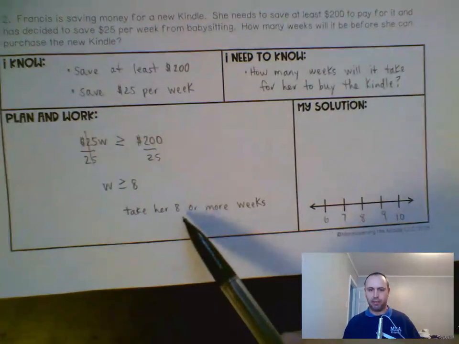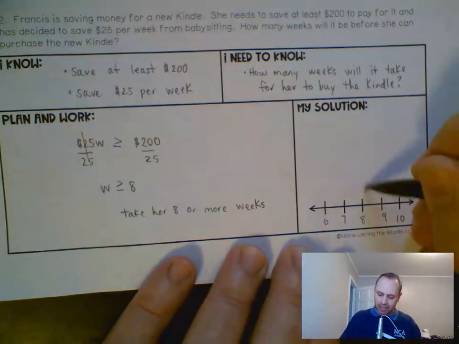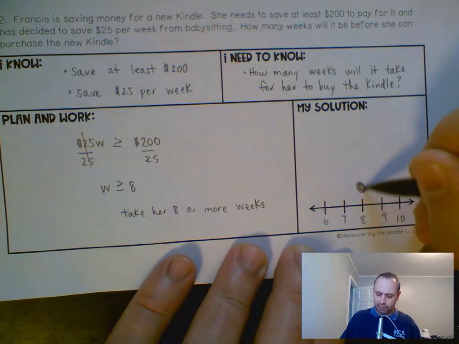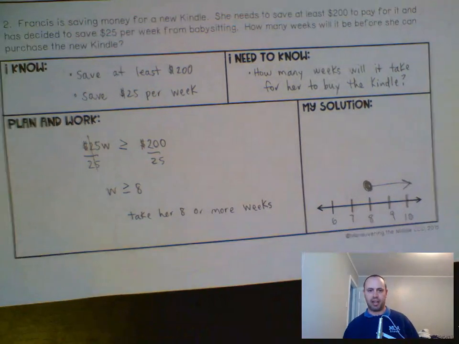So for the solution over here, we'd put the 8 here. I'll always put that number in the middle. And if it's going to take her 8 or more weeks, then it could take 8, so we fill that in. But it could also take her more than 8 weeks, so that's our answer.